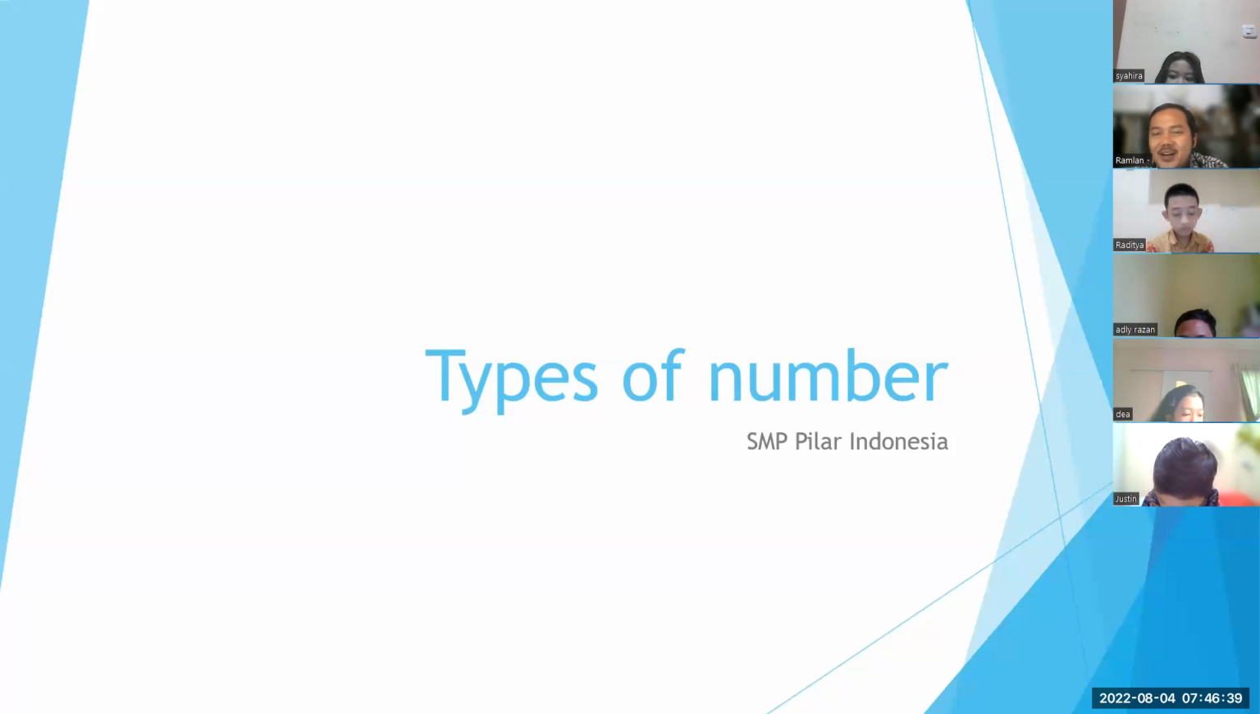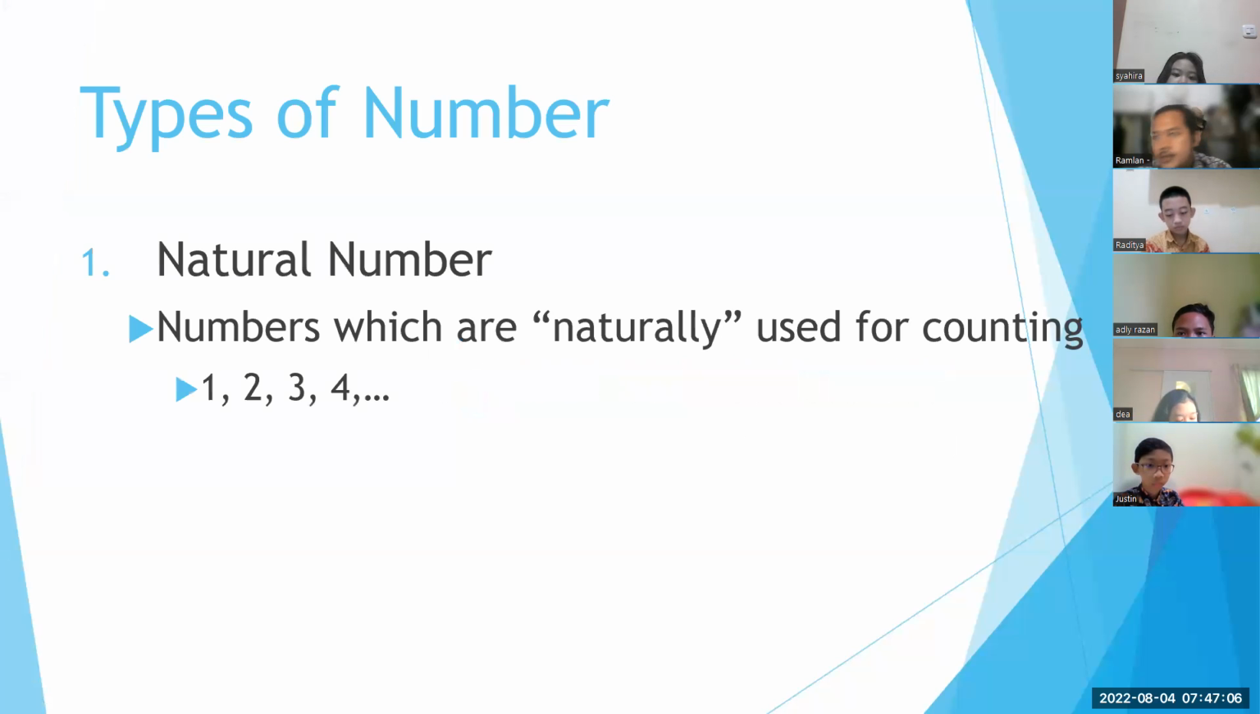Okay. So the types of number that we're going to learn involve what Justin said. We have natural numbers, rational numbers, and so on. We're going to talk about the types of number that are generally used all over the whole world. This is going to be the first type of number that I'm going to show you. Here we go.